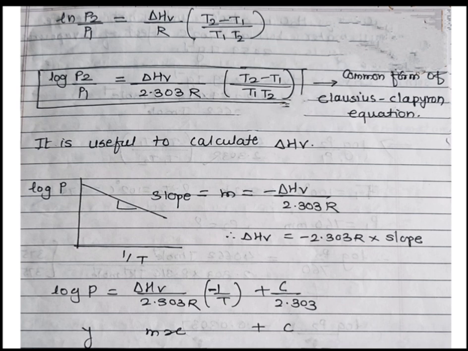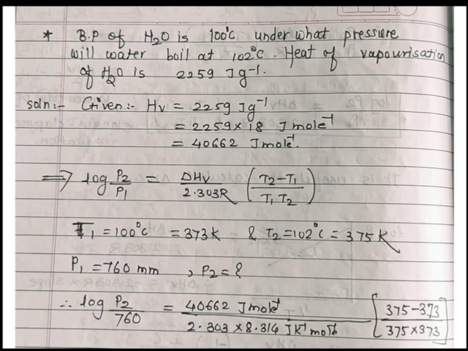So this equation follows the straight line equation rule, y is equal to mx plus c. Keep in mind, for solving the problems you have to use this equation only. So this is the Clausius-Clapeyron equation, and this is the common form of this equation. Now we will solve one problem based on this.